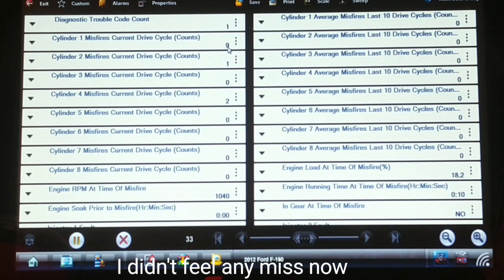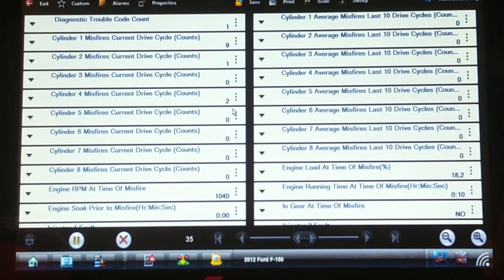Still counted 1, 9, 1, 2, but definitely not as bad as when the oxygen sensor was in there. I'm going to repeat the test with the O2 sensor plug in the hole.